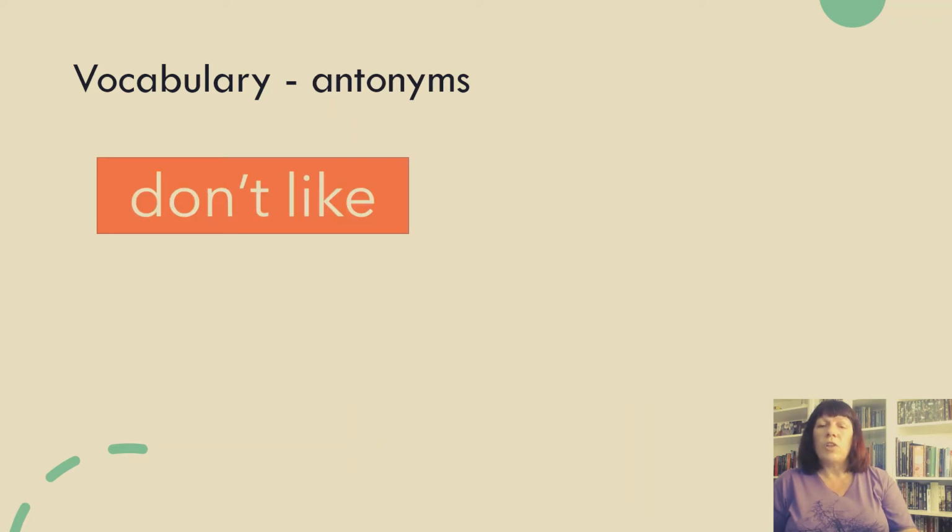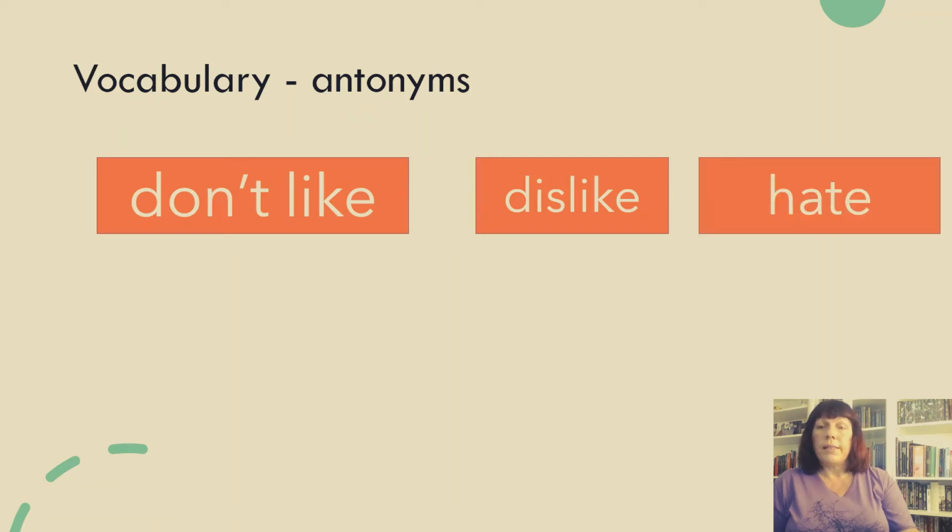And then there's don't like. So these are antonyms to like, the opposite. So antonym means opposite. We might say dislike. It means the same thing. We might say hate. That's a really, really bigger version of don't like.